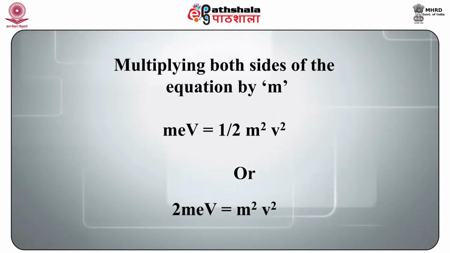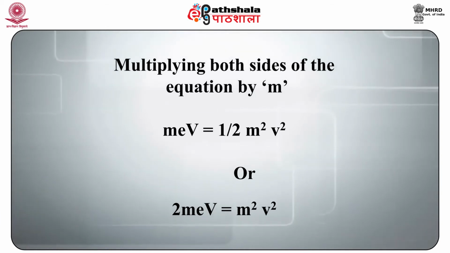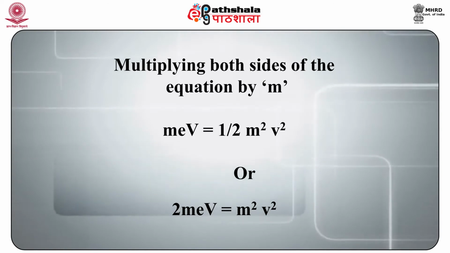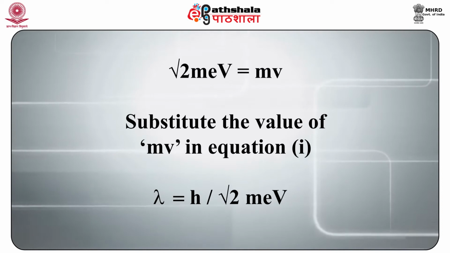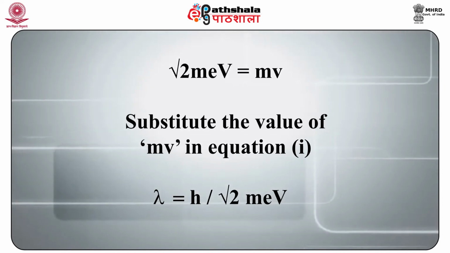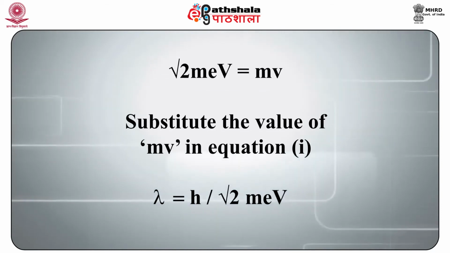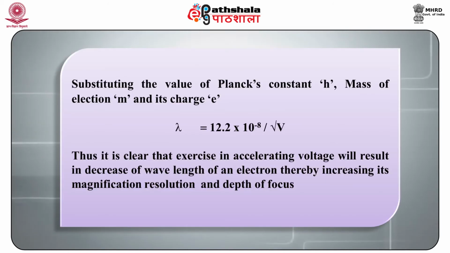Multiplying both sides of the equation by m gives meV is equal to half m square v square, or it can also be written as 2meV is equal to m square into v square. After taking square root, the formula goes: under root 2meV is equal to mv. Now substitute the value of mv in equation 1 and you'll get lambda is equal to h by under root 2meV. Now substituting the value of Planck's constant h, mass of electron m and its charge e, we get lambda is equal to 12.2 into 10 to the power minus 8 by under root V. Thus, it is clear that an increase in accelerating voltage will result in decrease of wavelength of an electron, thereby increasing its magnification, resolution and depth of focus.